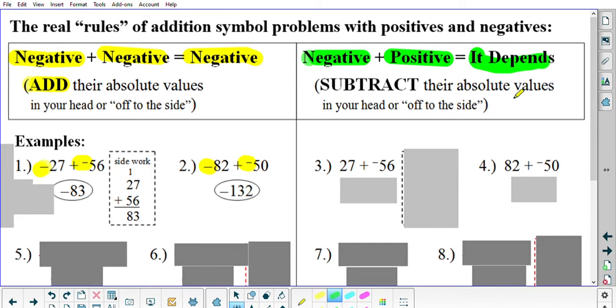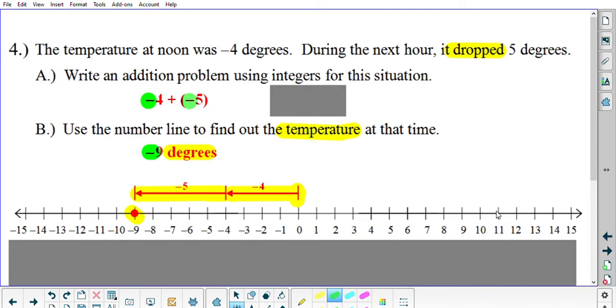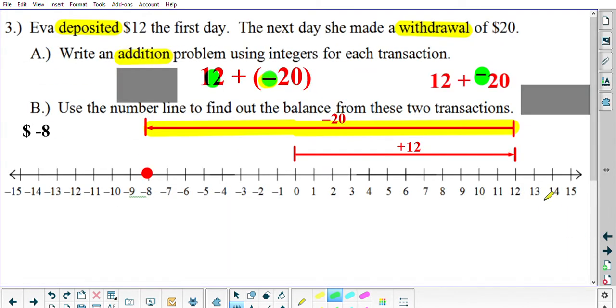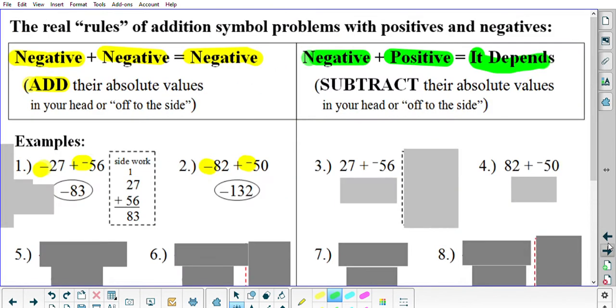That's kind of like saying which number would have the longer bar when you were looking at it above number lines. And so like I was saying on problems 3 and problem 2, you wouldn't add in your head on this scenario, would you? You would subtract in your head. And so that's what I'm telling you right here. When you have a negative and a positive, they're different signs. You will find the difference.